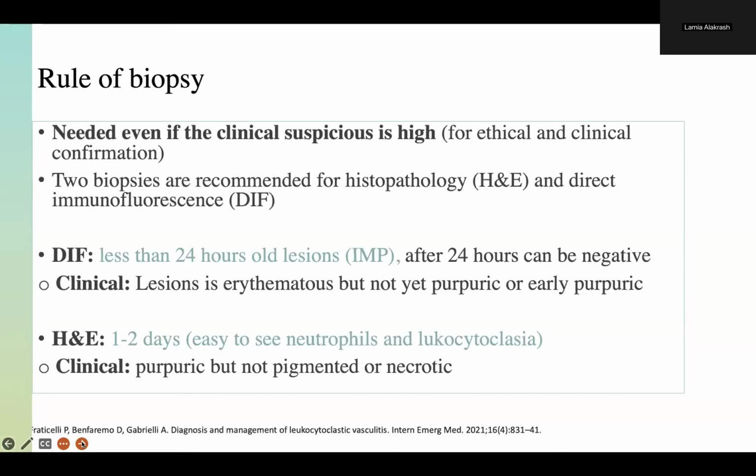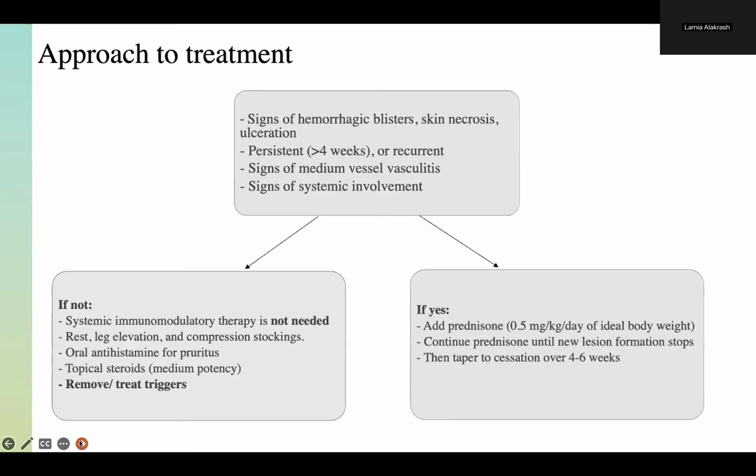And for H&E, one of the residents also asked, is it lesional? It is lesional. We take the lesion for a biopsy. For H&E, usually from 1 to 2 days old. Again, if you take it from an older lesion, you will not see it, it will be resolving. And if too early for H&E, you will not see the full classical infiltration of leukocytoclastic vasculitis. So how to know which lesion is the best? If it is purpuric but not yet pigmented or necrotic.